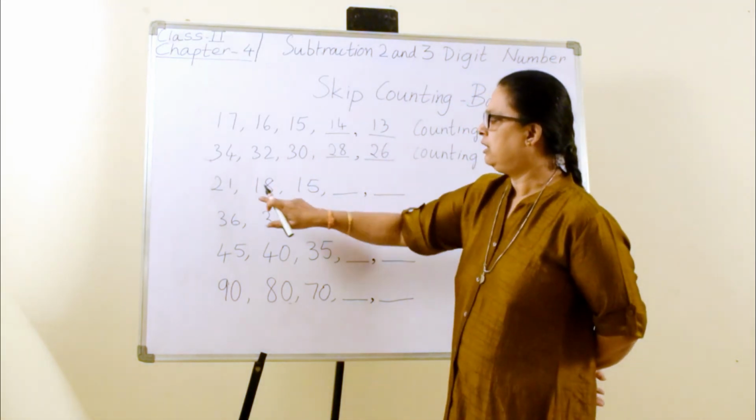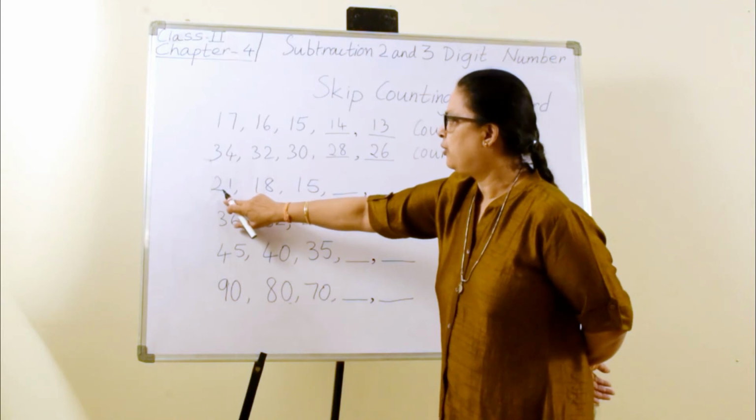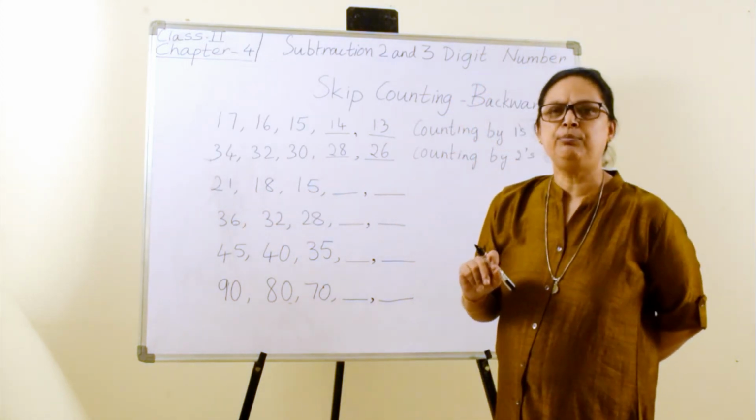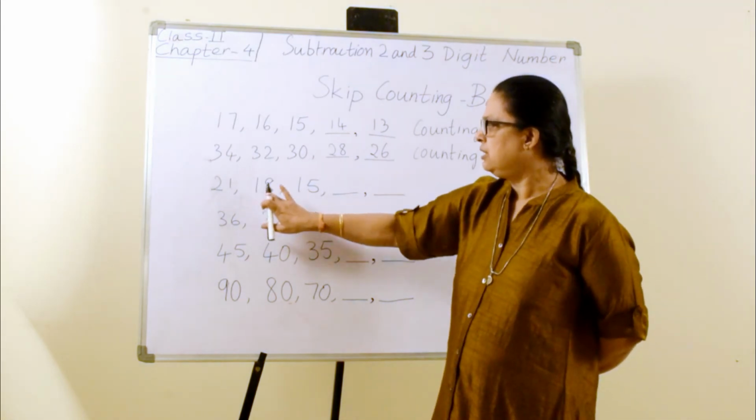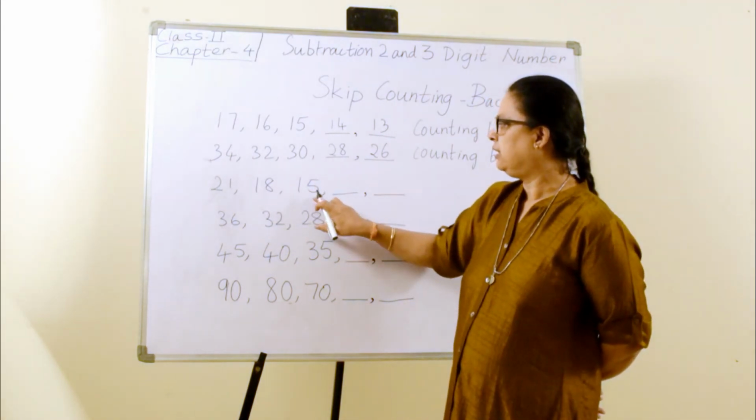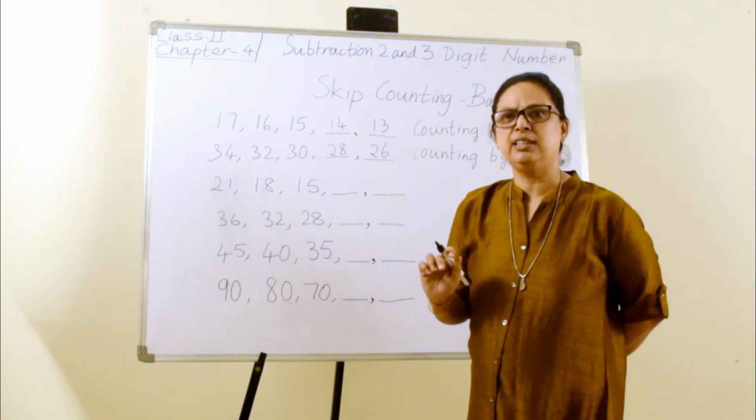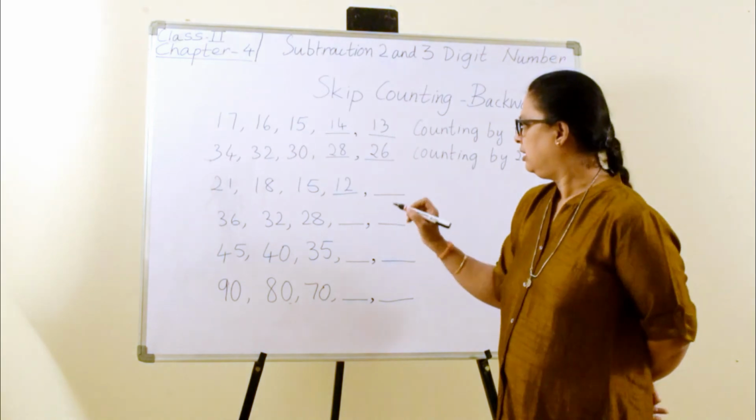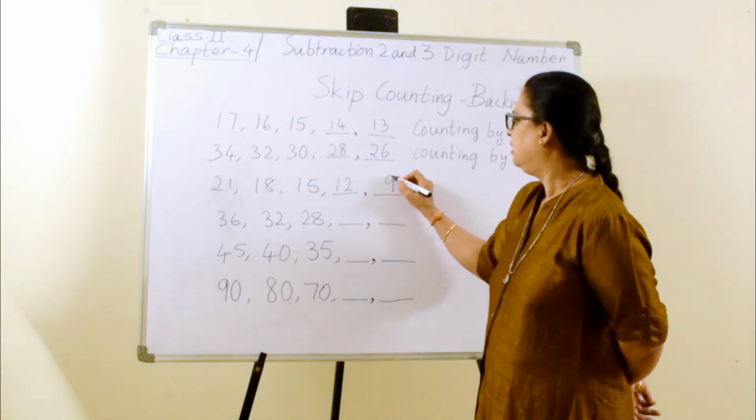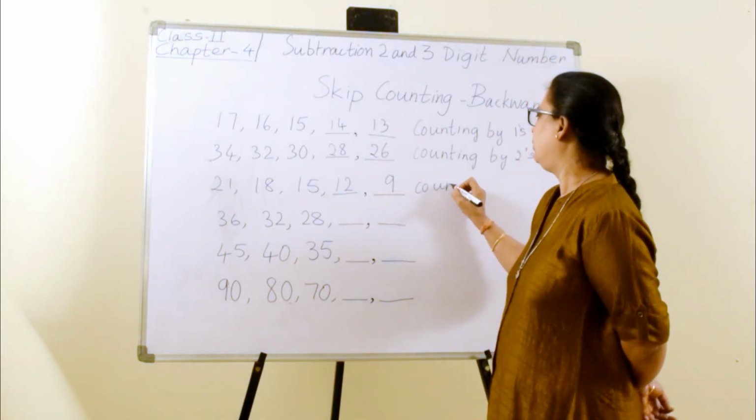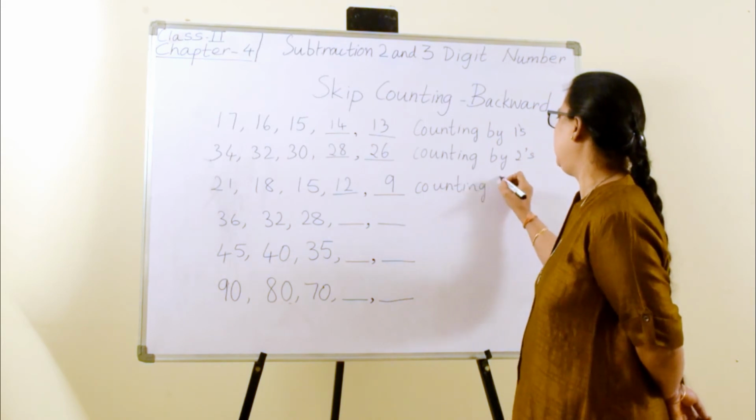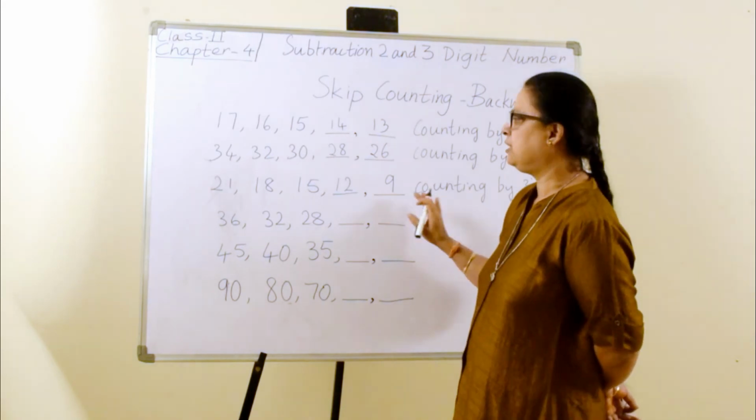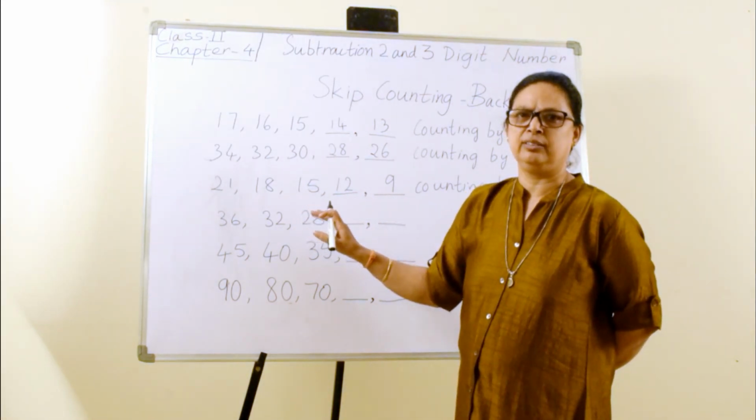Right? Now let us look at this third one. 21, 18, 15. What could the pattern in between be? Yes? 3. Right? So after 15, what is the next number here? 12. Next, 9. So this is counting by 3's. Backward counting, children, this is. Remember, it is not normal counting.